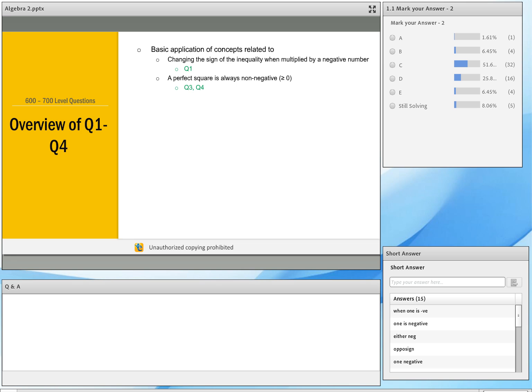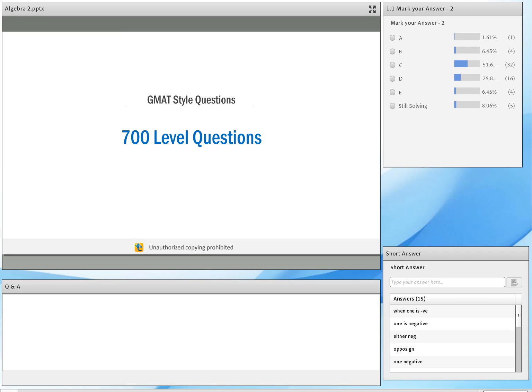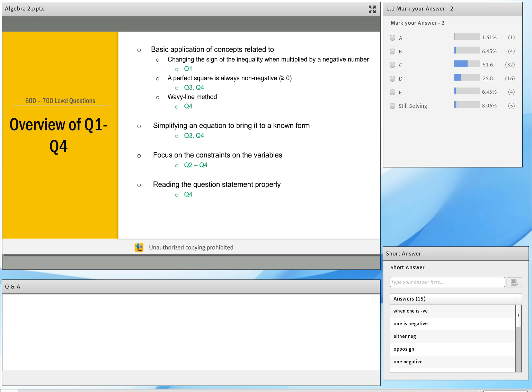Okay. So let's just do a quick recap of questions 1 through 4. Making sure that we change the sign of inequality when it's multiplied by a negative number, that's a concept. A perfect square is always non-negative, that's your constraint. Wavy line method, that's your concept. Simplifying an equation to bring it to a known form, that is again a process skill. Focus on constraints on the variables, that's a process skill.